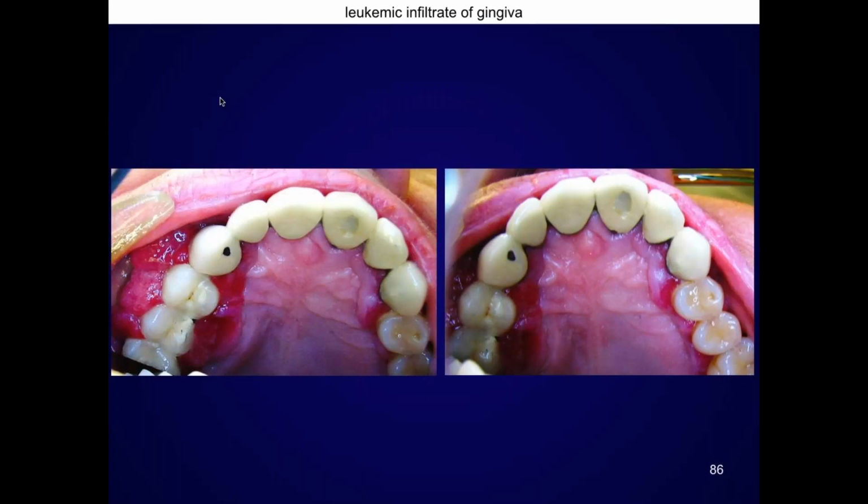But you need to think about patients like this. This patient I saw, she was a nice lady. She had leukemia. She got scaling and root planing. This is what happened 2 days later. So she got biopsied, and this is leukemic infiltrate. So cancers can show up as gingival enlargements.